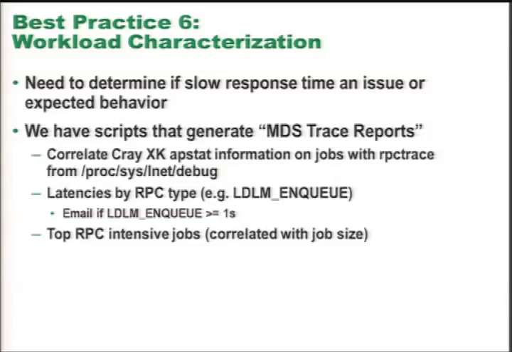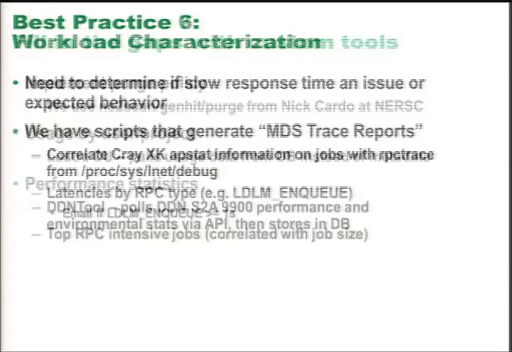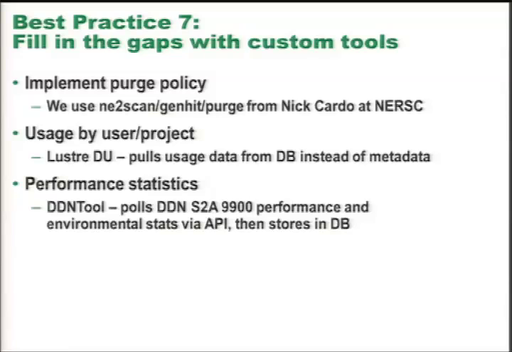We're lucky enough to have some scripts that generate what we call MDS trace reports for us. This correlates information from the CRAEX case and from the AppStat, basically telling us which jobs are running, how large the jobs are, and also what RPCs those jobs are issuing. So right there, we can use that information to quickly give some insight into what's going on, whether it's a normal slowdown or a slowdown because of a Lustre problem.